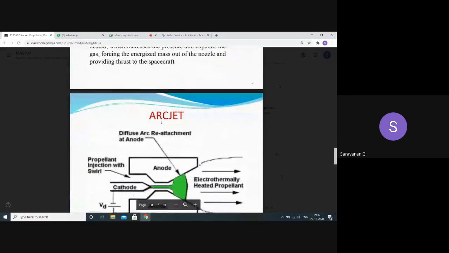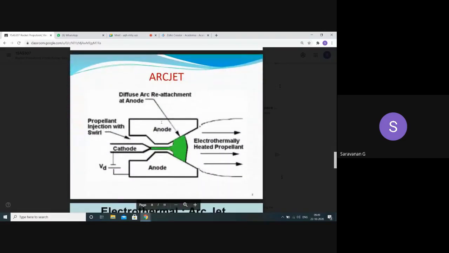So first I start with the arc jet propulsion. You can understand this diagram itself. You can see here we have one anode and one cathode. Then the propellant is injected as a fuel through the space available at the cathodic entry of the system.